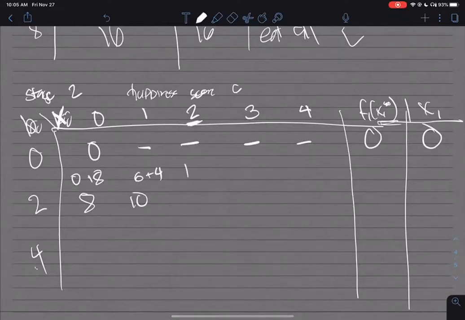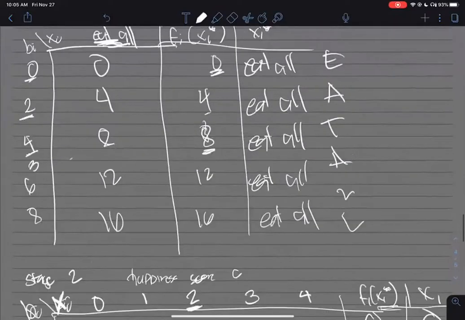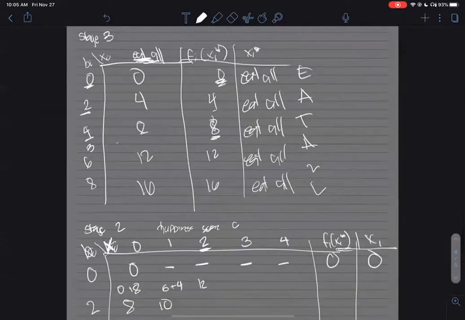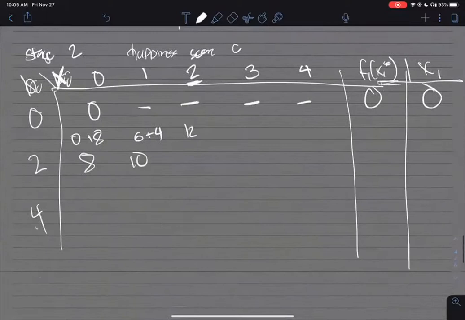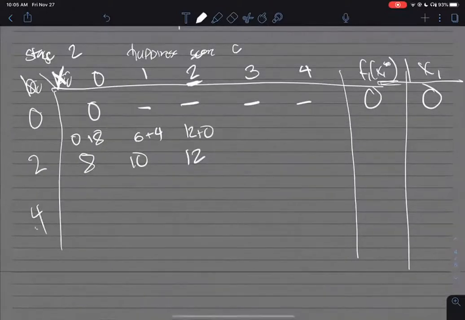12. How many marshmallows do I have at the end of the day? 0. If I have 0, what's my happiness score tomorrow? 0. So it's a 12 plus 0 or 12. Follow?